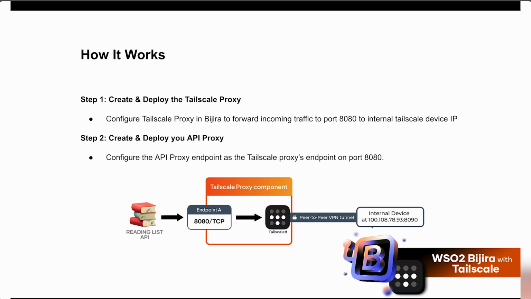So if you look at how this works, you create your own Tailscale proxy component in Bijira and then open a port that will be exposed only within Bijira in that Tailscale proxy component. Then you configure your API proxy endpoint to forward traffic to this port. After that, you have to configure a port endpoint mapping which will tell the Tailscale proxy to forward traffic that is incoming from the API proxy to a given target device and port.